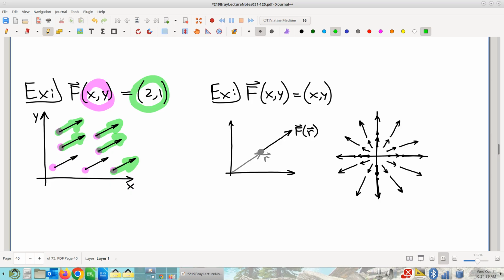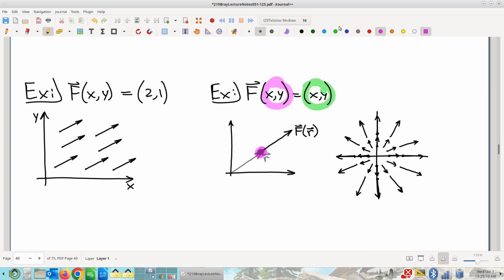Okay. All right, here's another one. Here we have a formula that says for any given point x comma y, let's take maybe that point right there. Here's our formula for our field vector. Let me change my mind. Let me do it back over here where we have a little bit more room to move. For that point there, our field vector is also x comma y.